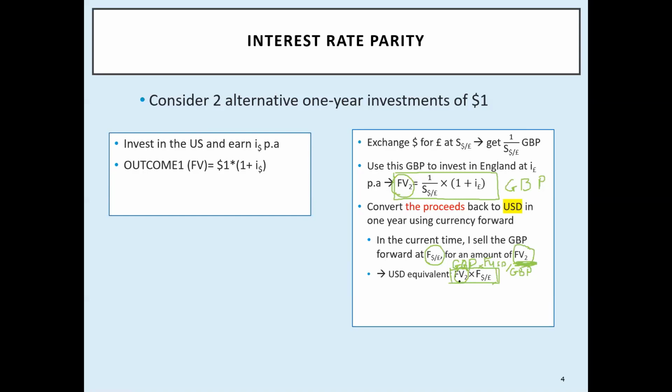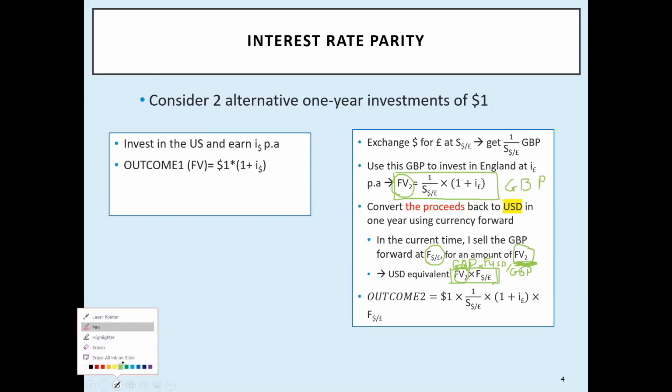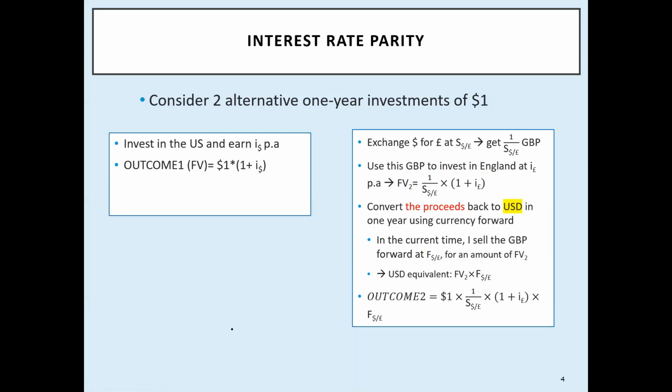So with the second option, my final outcome would be this much. Here what I did was I just replaced FV2 with this bit, and that will give me this final product.